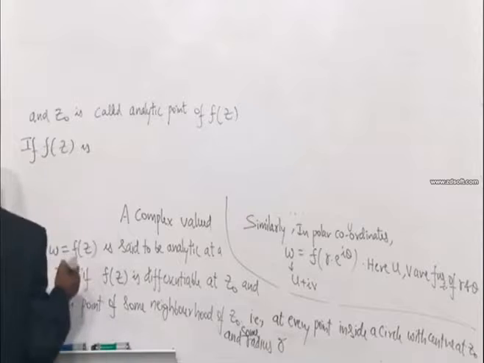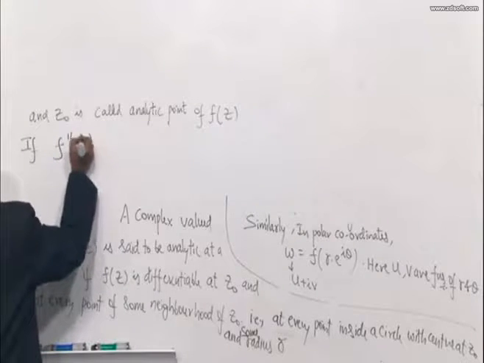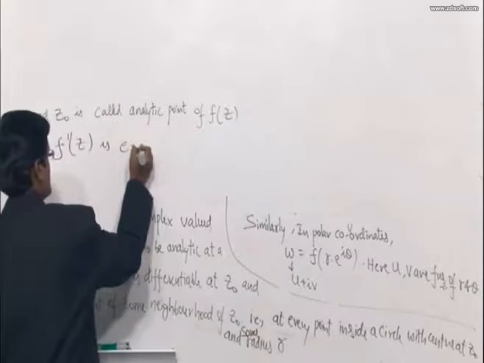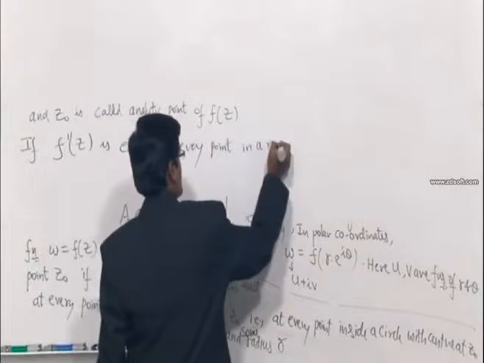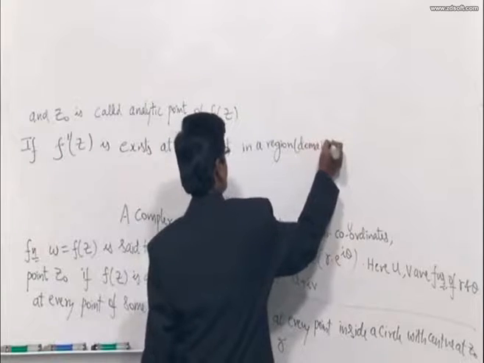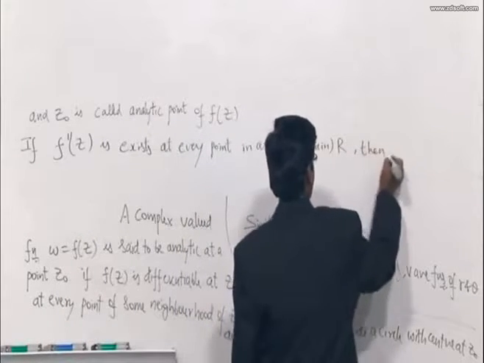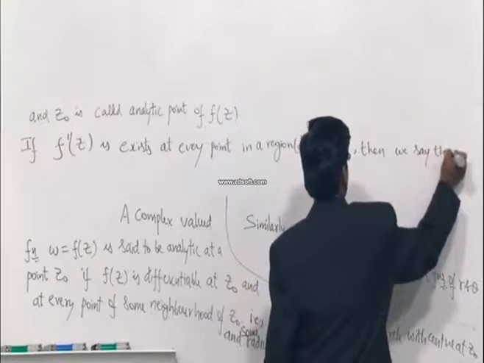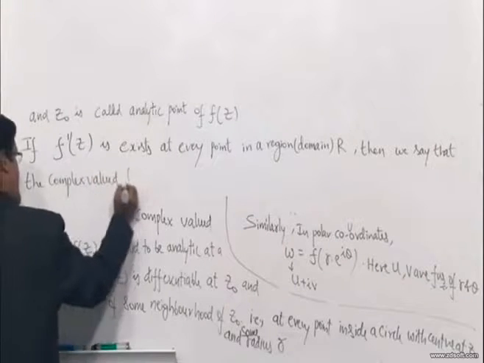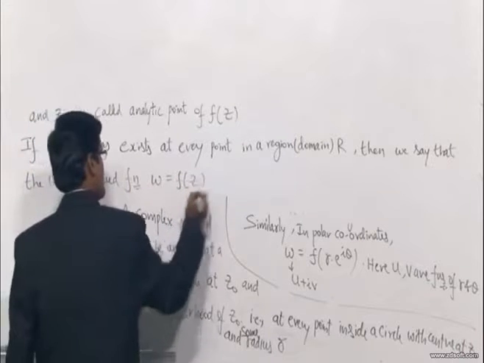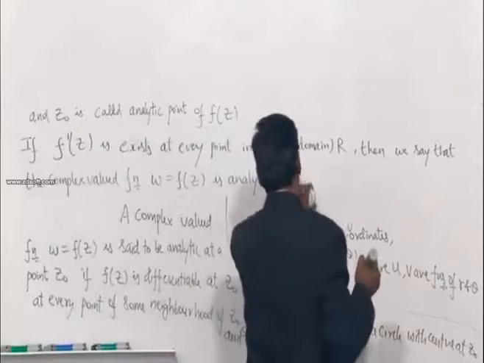If f dash z exists at every point in a region, which is also called a domain, region or domain D, then we say that the complex valued function w is equal to f of z is analytic in the region R.